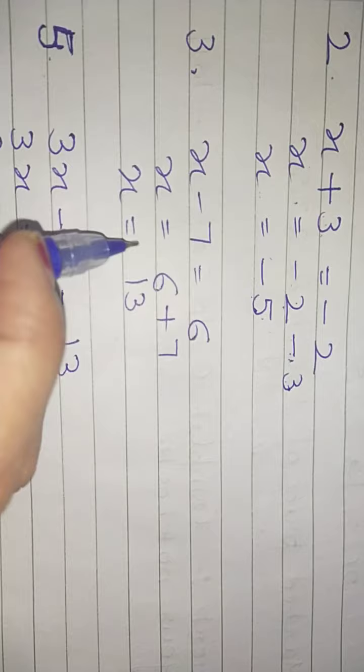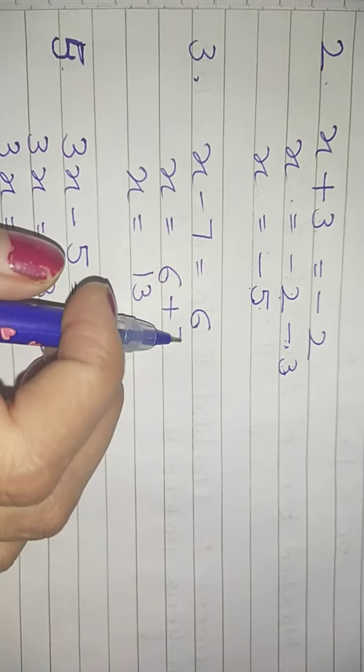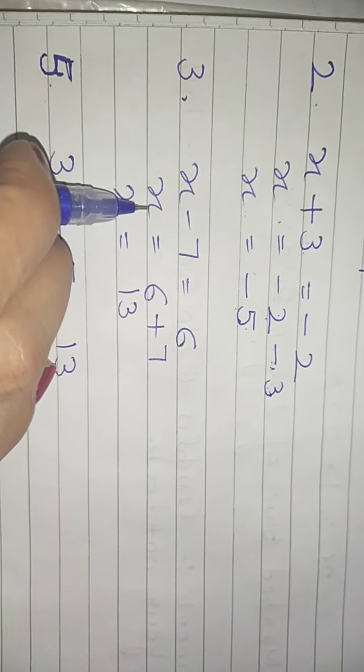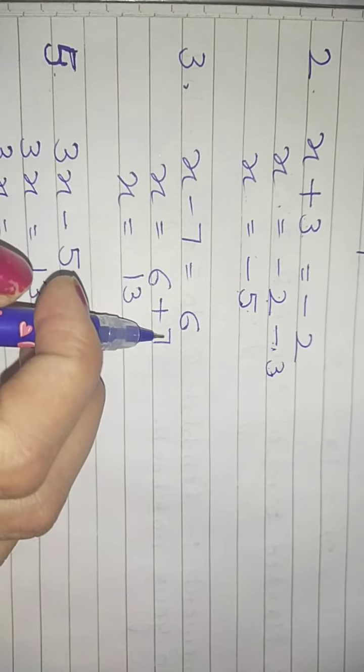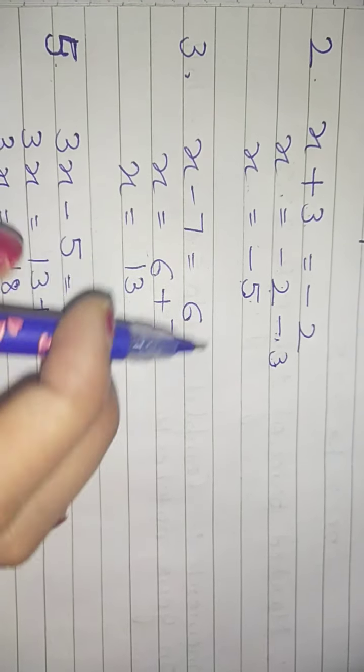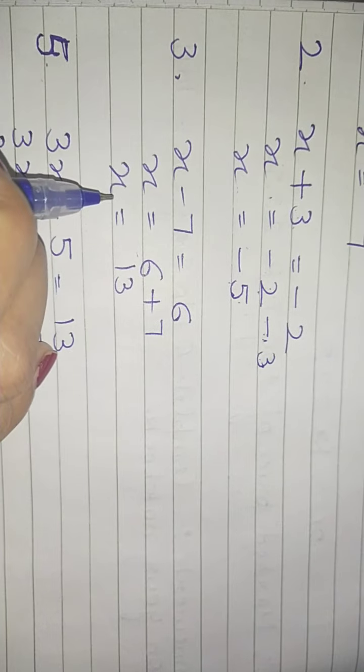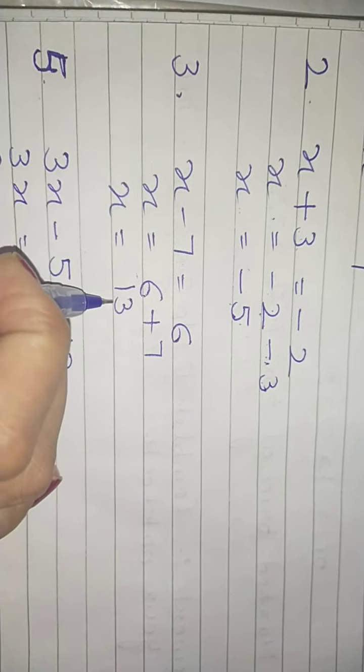Question number 3 is x minus 7 is equals to 6. Therefore x is equals to 6 plus 7. This minus 7 is transposed on the right hand side, therefore its value will be x is equals to plus 13.